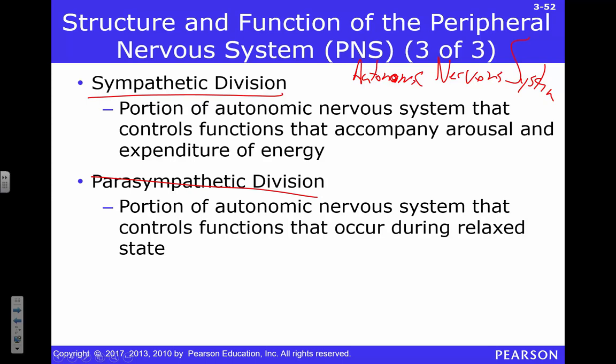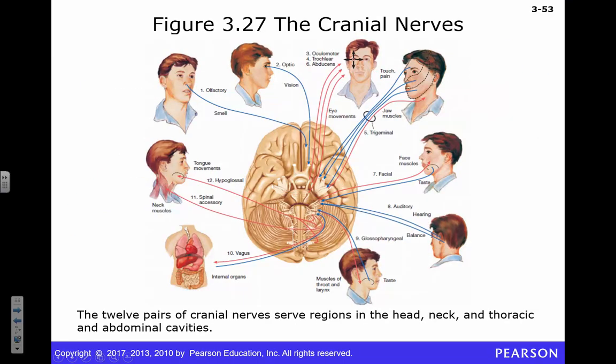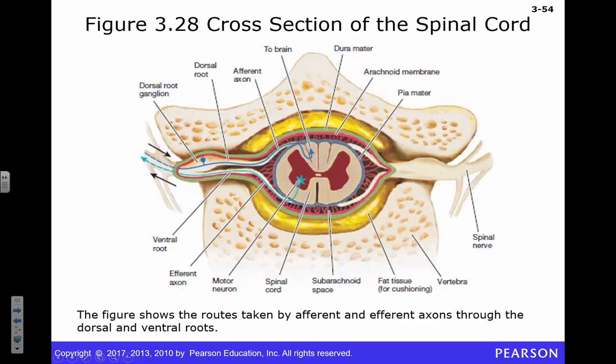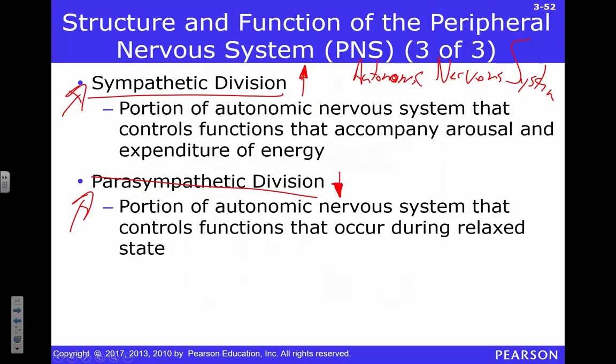These are things that sort of happen automatically. Right? You don't really have to think about this stuff. Sympathetic basically gets you hyped up, gets you wound up for something, right? Parasympathetic is what's going to bring you back down, right? Rest and digest kind of business. Okay? So we've got fight or flight up here, and we've got rest and digest in the parasympathetic. Your cranial nerves, again, don't spend any time on that.